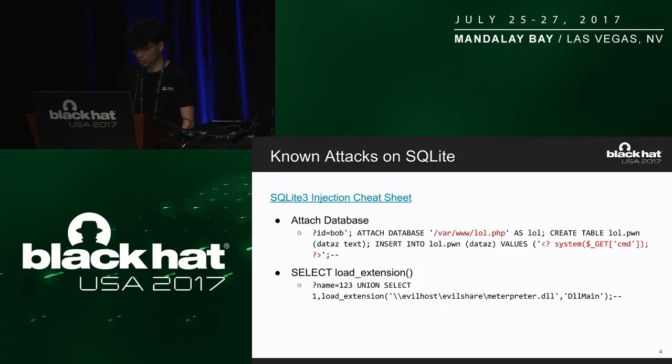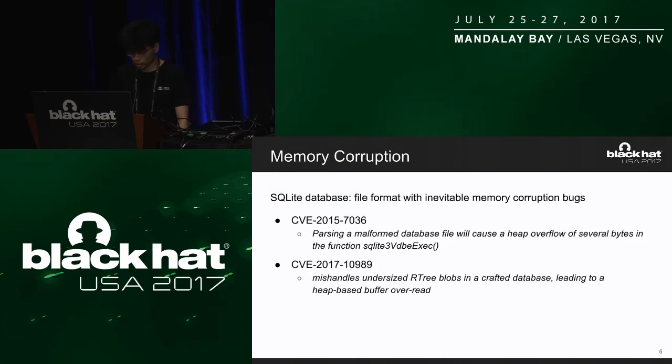Basically, SQLite reads and writes directly to ordinary files. If you can attach any file as a new database, you can write your web shell. And there's also a special function, load_extension. It can be used to load shared libraries. These 2 methods give you a shell, usually a remote shell, directly. However, they are usually restricted in real-world cases. So we are more interested in the memory corruption bugs in SQLite.